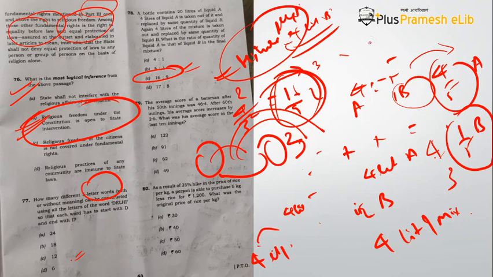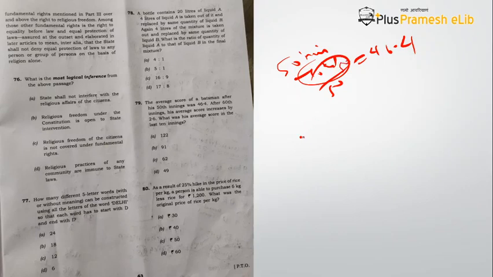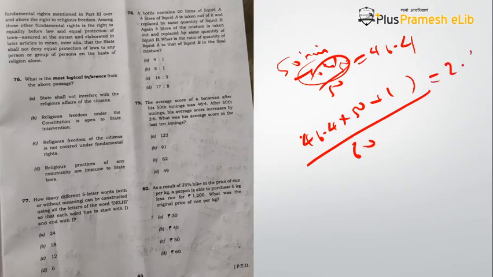Then you come to question number 79, which is the average score of a batsman after his 50th inning was 46.4. Okay, that means you had 50 innings, and after the 50th inning, the total score divided by 50 was 46.4. Okay, then it is saying after the 60th inning, that means the total of 50 innings will be 46.4 into 50, plus 10 more innings, divided by 60, your average is coming out to be 2.6.